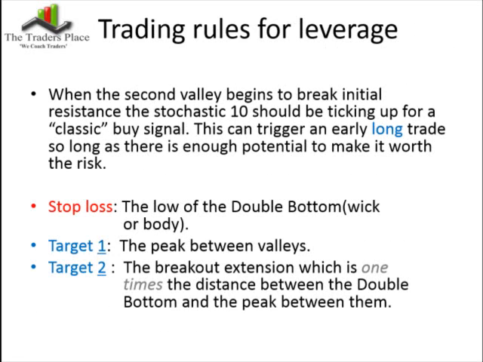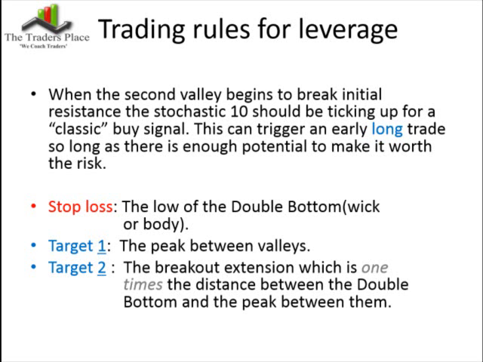How do we trade these? Using leverage, CFDs or single stock futures. When the second valley begins to break initial resistance, the stochastic 10 period should be ticking up for a classic buy signal. This can trigger an early long, especially when we're trading with leverage. We'd like to get in a little bit early, and you can then trade so long as there is enough potential to make it worth the risk.